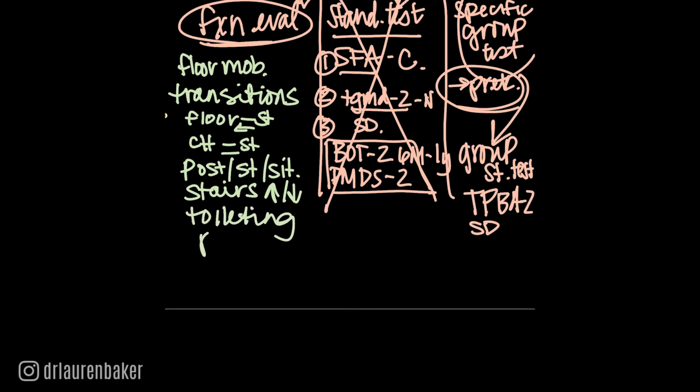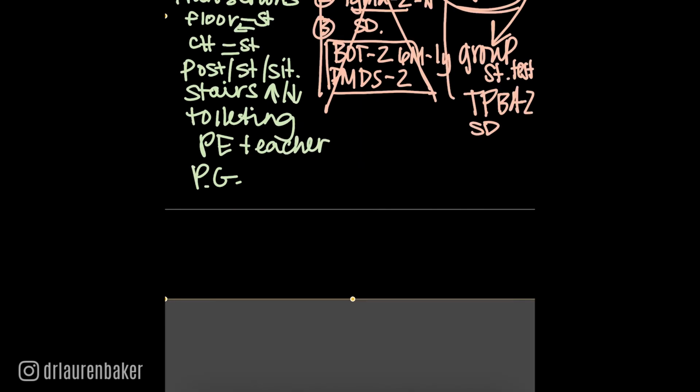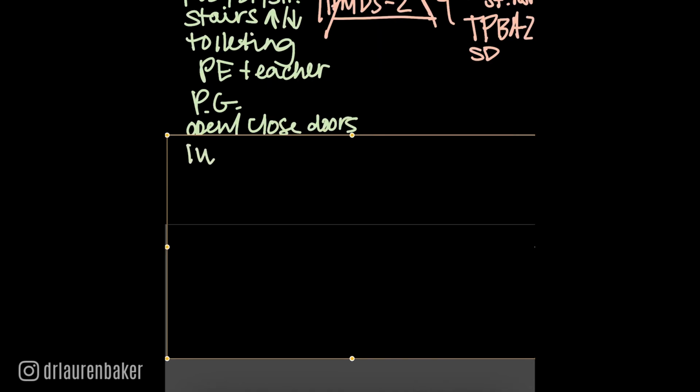I'm going to talk to the PE teacher. I'm going to try to get them out on the playground. I'm going to have them open and close doors. I'm going to ask about lunch. Do they need assistance throwing away their lunch tray? Are they able to walk in line with their peers? Again, kind of walking in line in general.